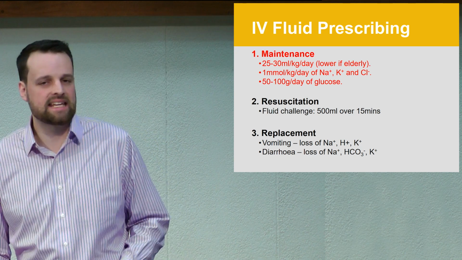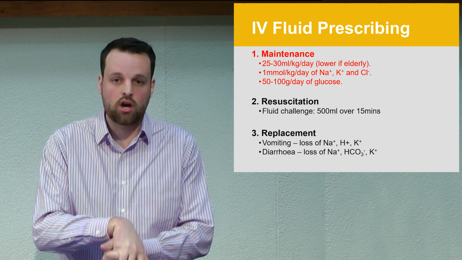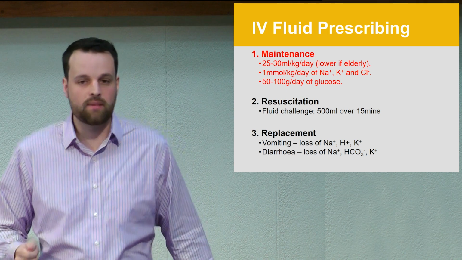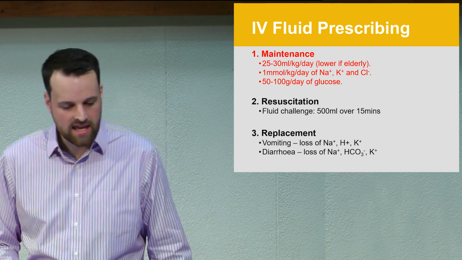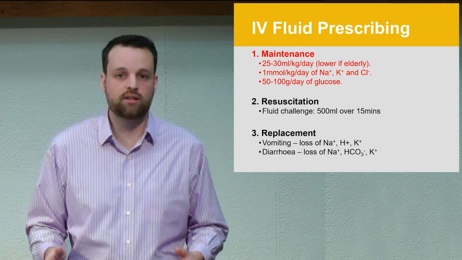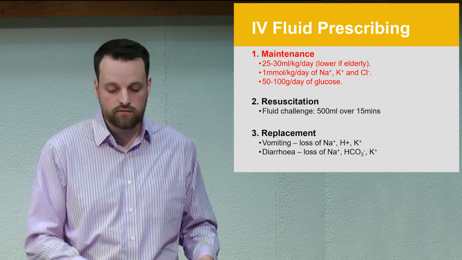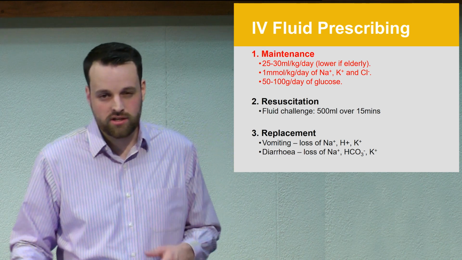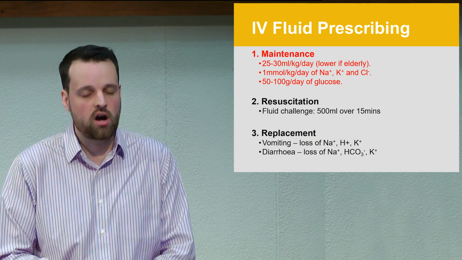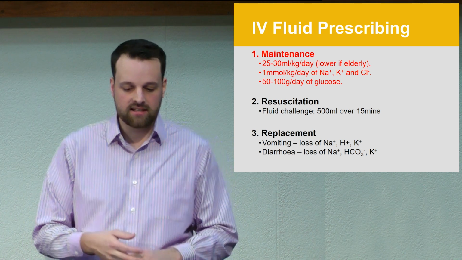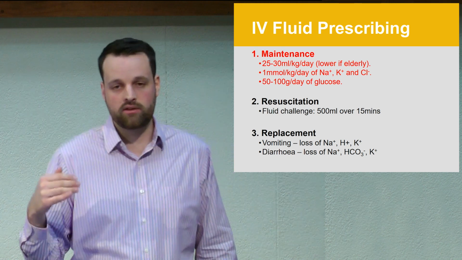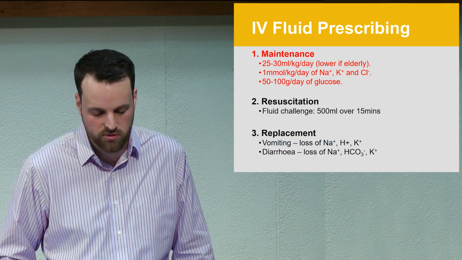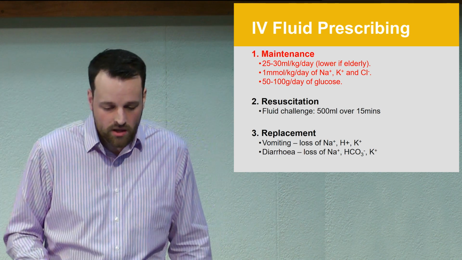But we're not all 70 kilo men, and so let's go by the NICE guidance, which recommends 25 to 30 mils per kilo per day of water. In obese patients, you're going to need to use their ideal body weight to avoid overloading them. And in patients with congestive cardiac failure or chronic kidney disease or the elderly in general, you should use a lower target, and NICE suggests 20 to 25 mils per kilo per day.